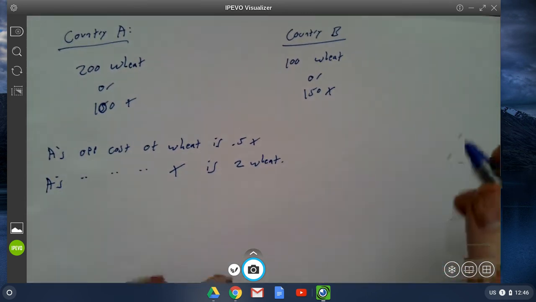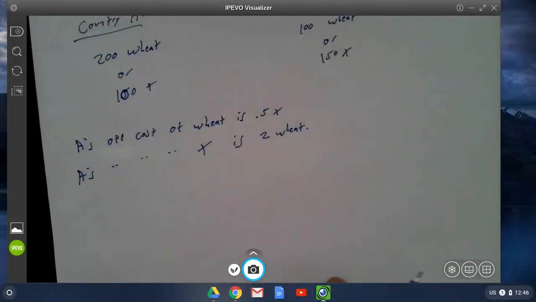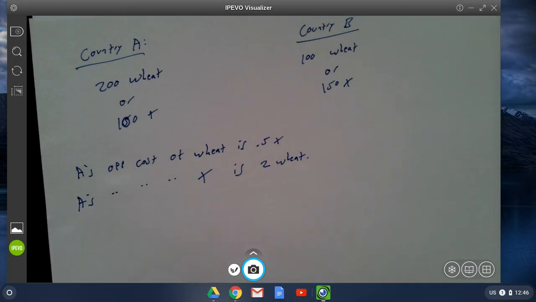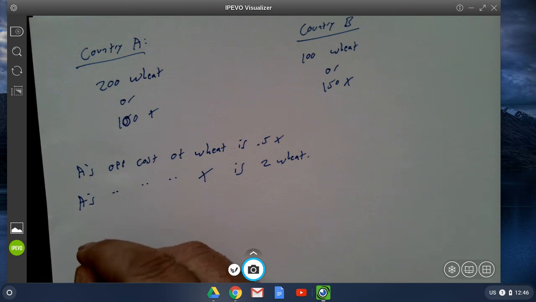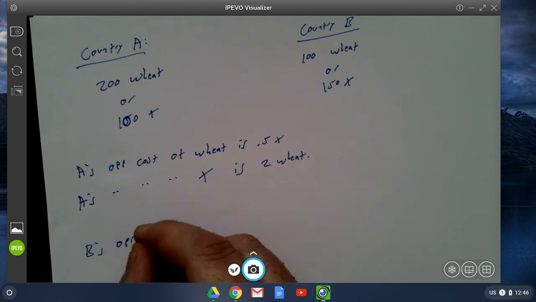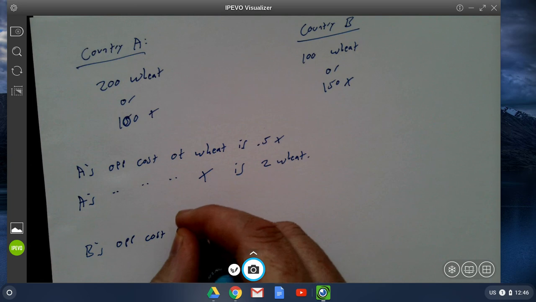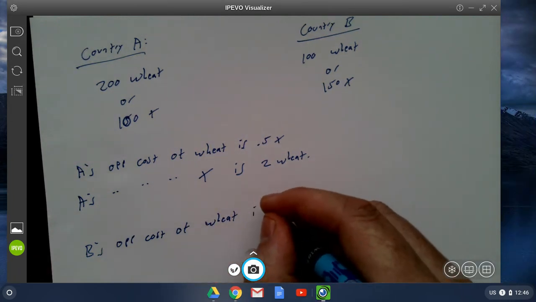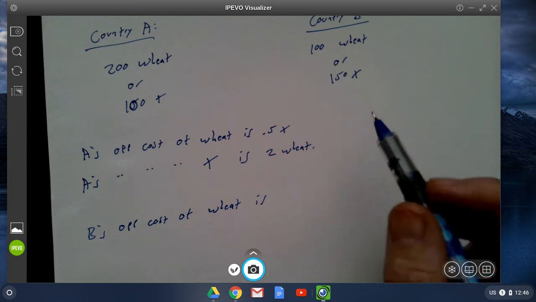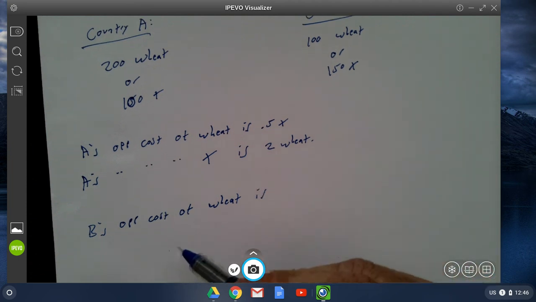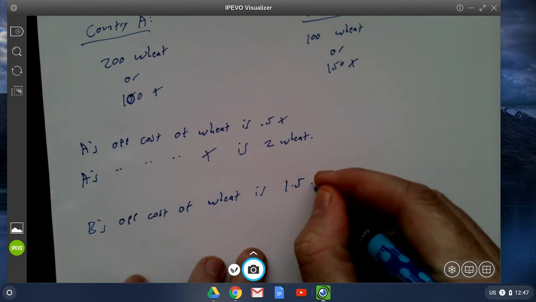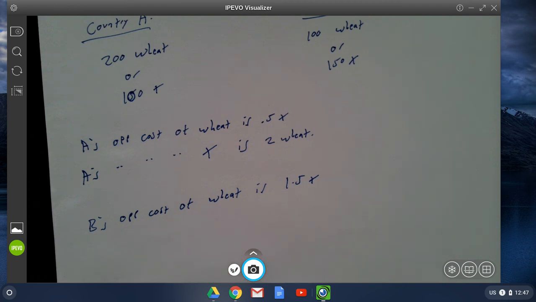Let's look at country B. Okay, I'll do it down here. Let me make sure this is centered for you. Okay, so country B. So B's opportunity cost of wheat is, so they can make 1.5 times as much X. So if they choose to make wheat, they're foregoing 1.5 units of good X.